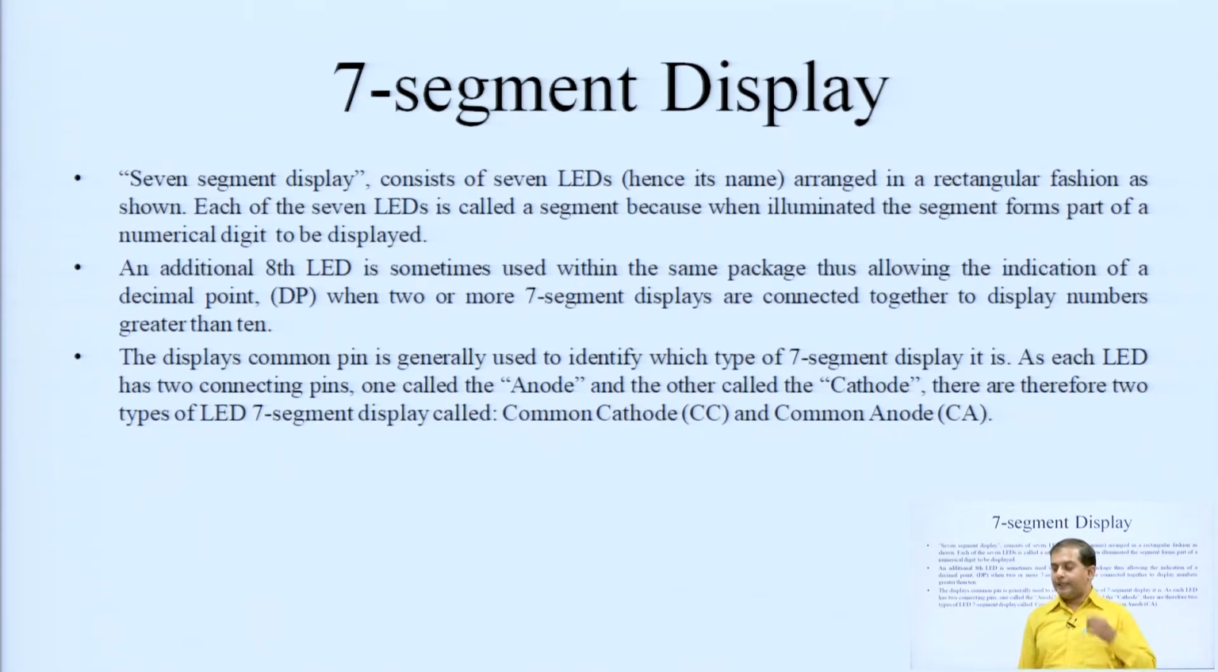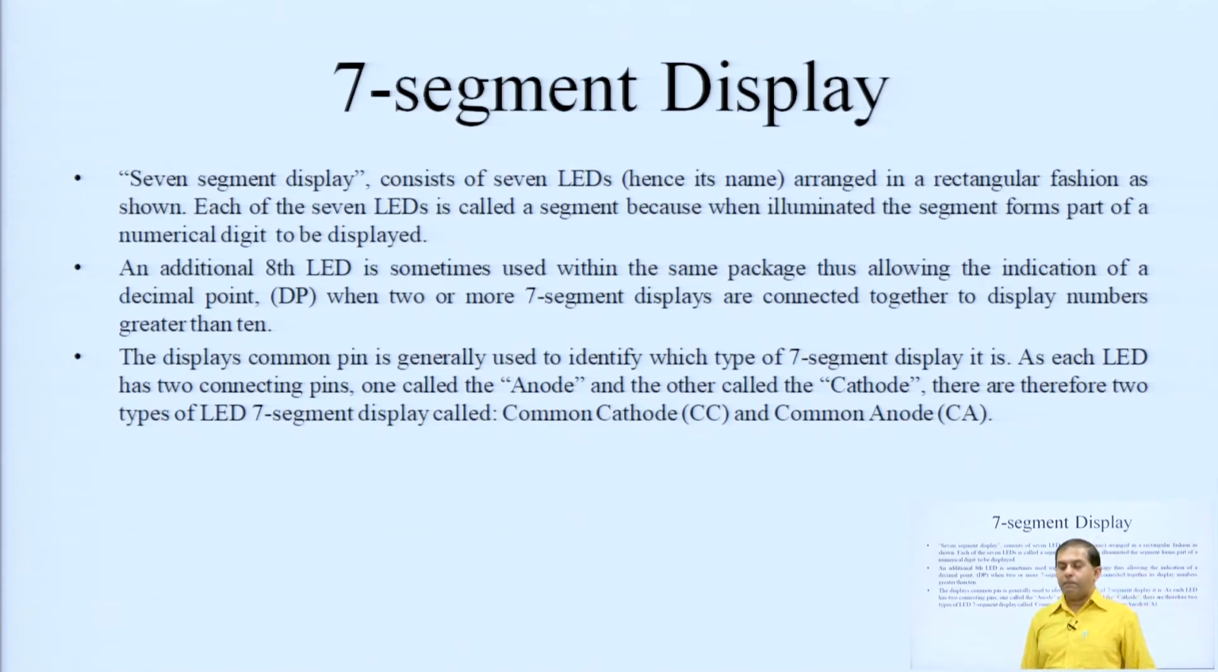Each of 7 LEDs is called a segment, because when illuminated the segment forms a part of numerical digit to be displayed. An additional 8th LED is sometimes used within the same package, thus allowing the indication of a decimal point also, DP, when 2 or more 7 segment displays are connected together to display numbers greater than 10. So, one display can display up to 9 itself, 0 to 9. Okay. If greater than 10, then we have to take 2 displays, right.